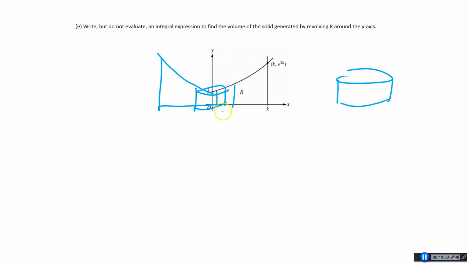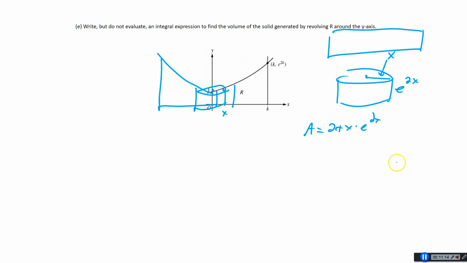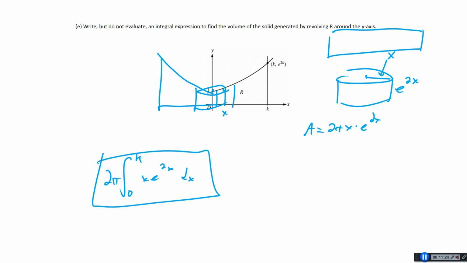Radius is easy. Radius, when I'm at any x value here, from this line to here, is just going to be x. I'm going around the axis, so it should be pretty easy there. And the height is just going to be e to the 2x. So the area of one of these shells, if you think about the rectangle, if you were to unwrap it, the length would be the circumference, so it's going to be 2 pi x times e to the 2x. So volume is the integral from 0 to k, 2 pi on the outside, x e to the 2x dx. If you wanted to evaluate that, you would have to use integration by parts. It would be a good candidate for a table, because we have a polynomial multiplied by a cyclic function.